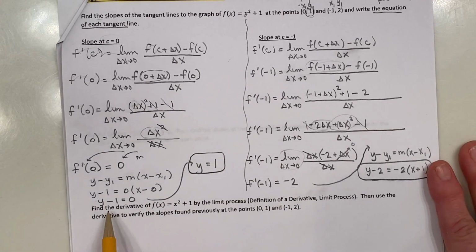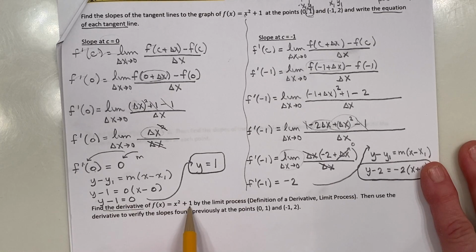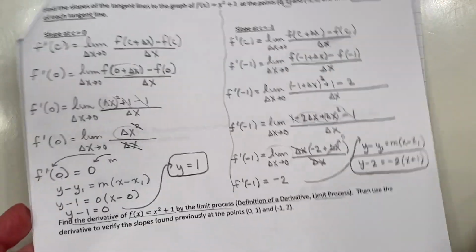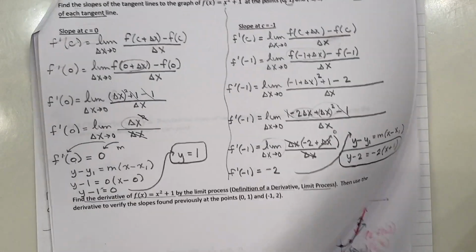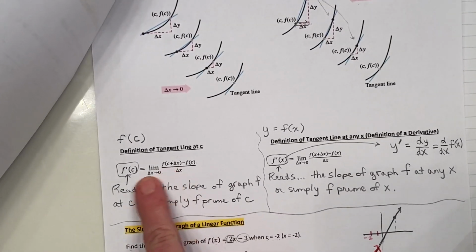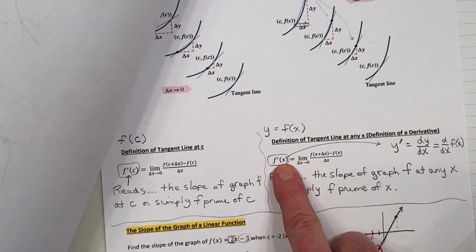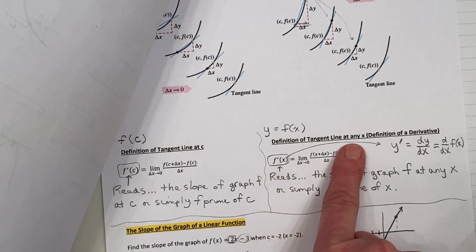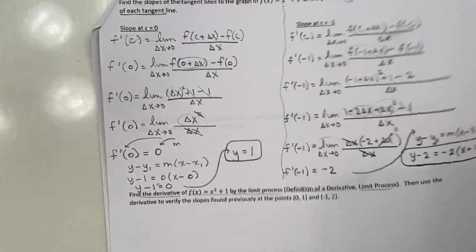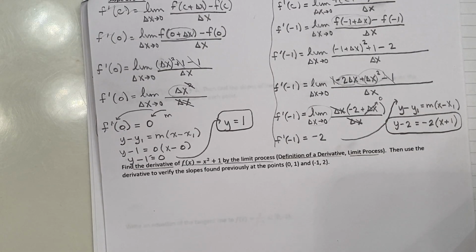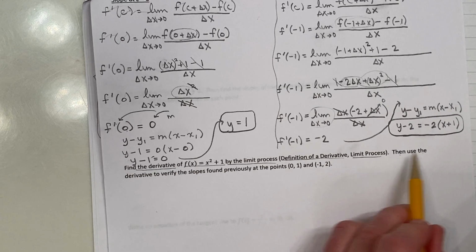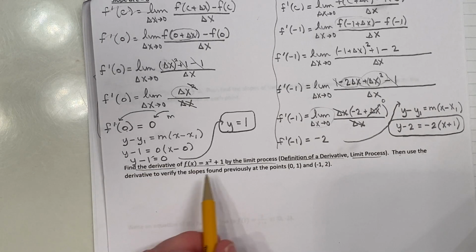Okay, so for the next example, it says find the derivative of this function that we've been working with by the limit process, or the definition of a derivative. So that's the other formula that was on the previous page. We've been using this formula because we knew what c was, but now we don't know what x we're talking about. So we're going to use this formula right here. We'll do that first, and then we'll come back and use this derivative, which will be another equation, to verify what we found up here.